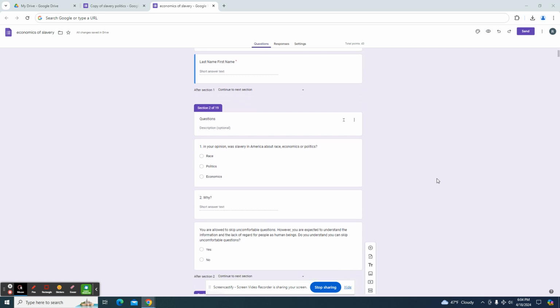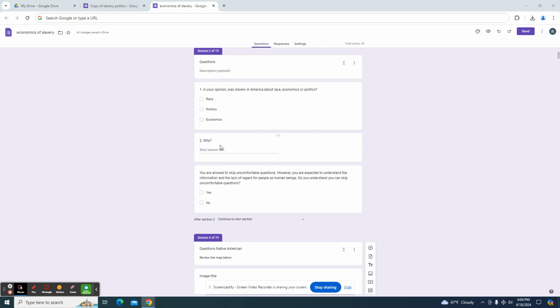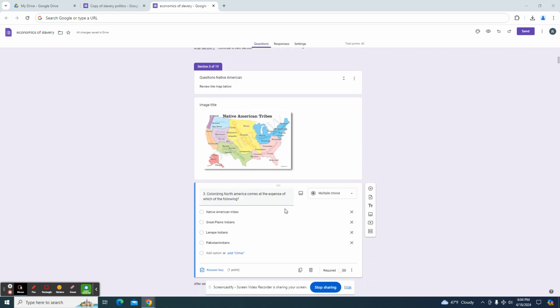Since this is an introduction section, I usually ask students if they think slavery was about race, politics, or economics. Usually they will always go with race, disregarding politics and economics. The question why is then used, and these are then used for discussion based on student responses. If students feel uncomfortable answering any questions, they are allowed not to answer the questions. So I'm just going to give you my thought process for this particular form.